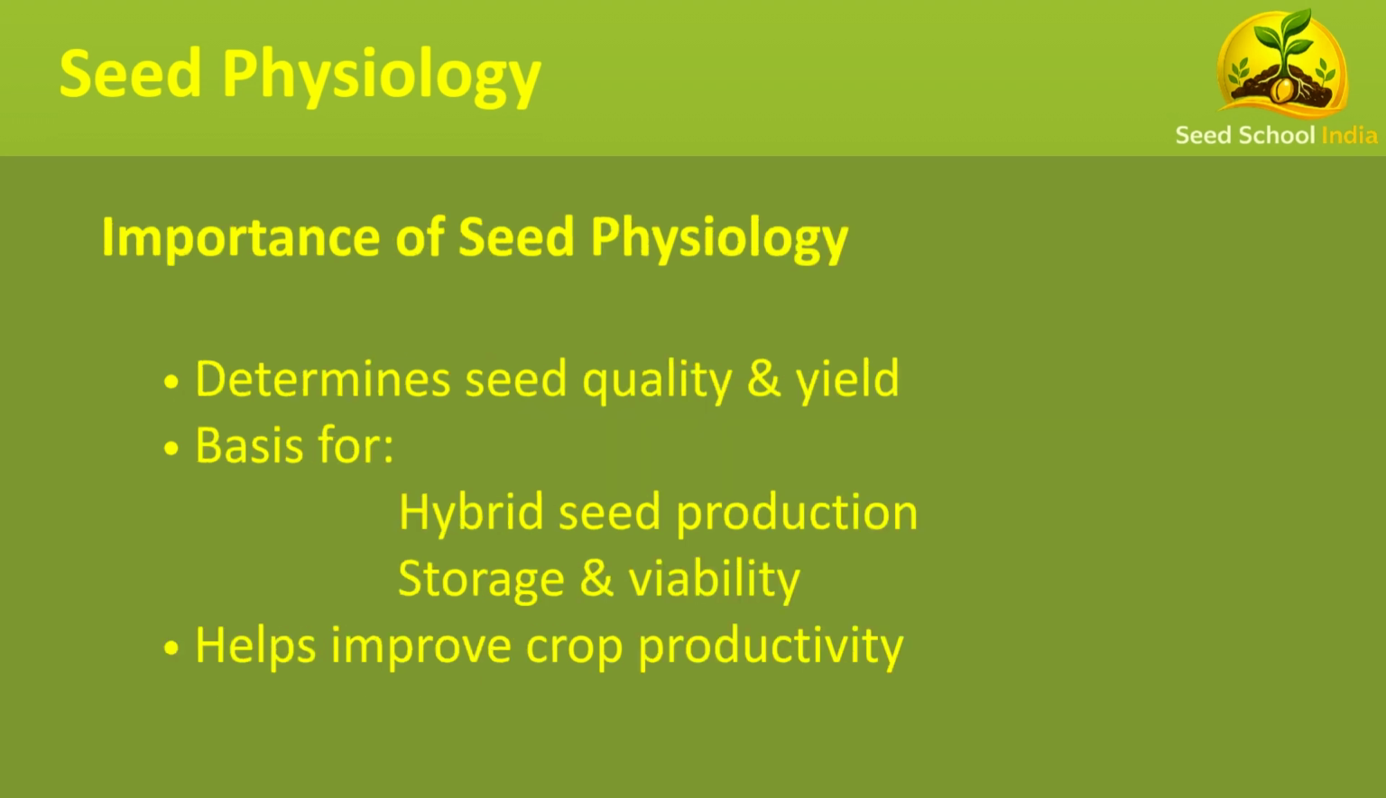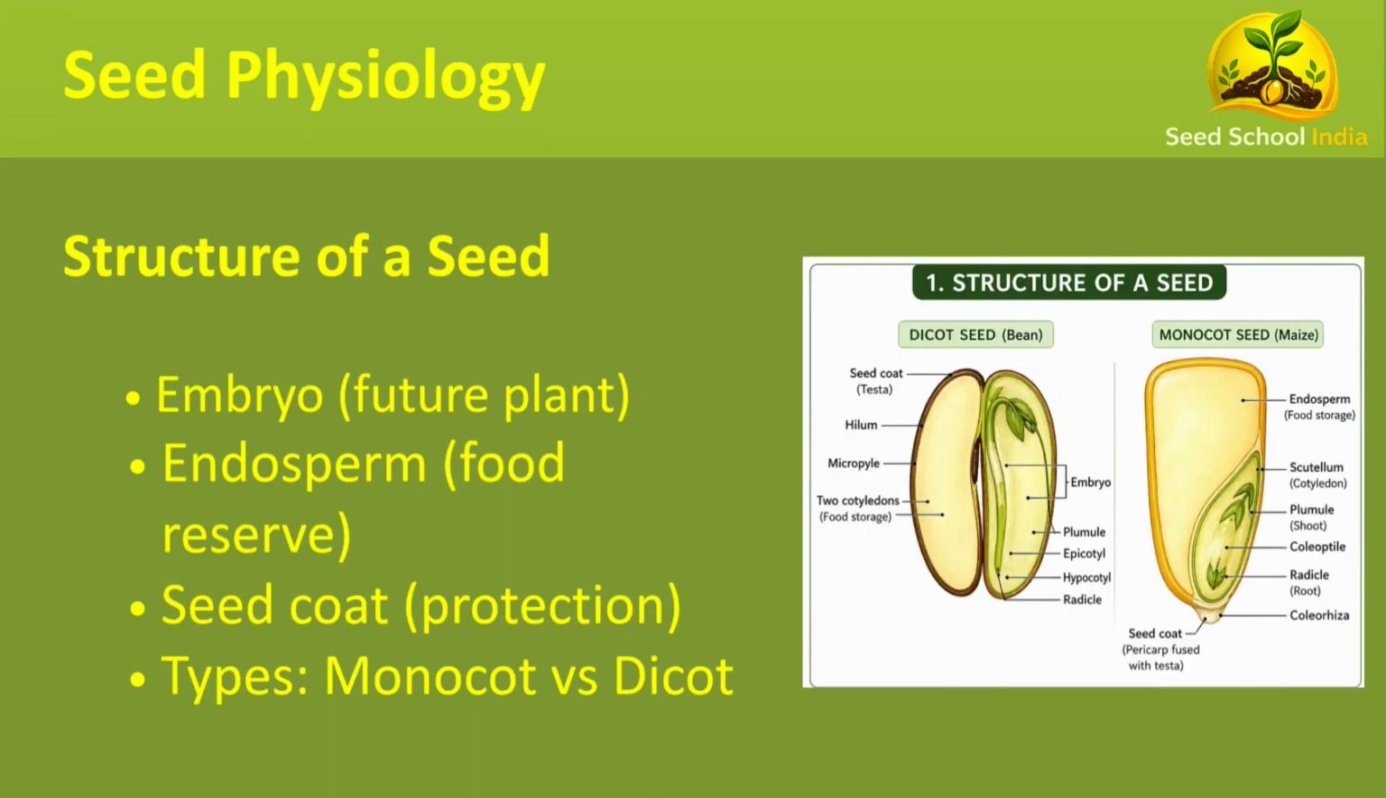Why is seed physiology so important? Because the entire crop cycle begins with a seed. If the seed is weak, the crop will be weak. Seed physiology plays a critical role in agriculture. It determines seed viability, vigor, and overall performance in the field. A good understanding of seed physiology helps in hybrid seed production, storage management, and improving germination rates, ultimately leading to higher crop yields. To understand seed behavior, we must first understand its structure.